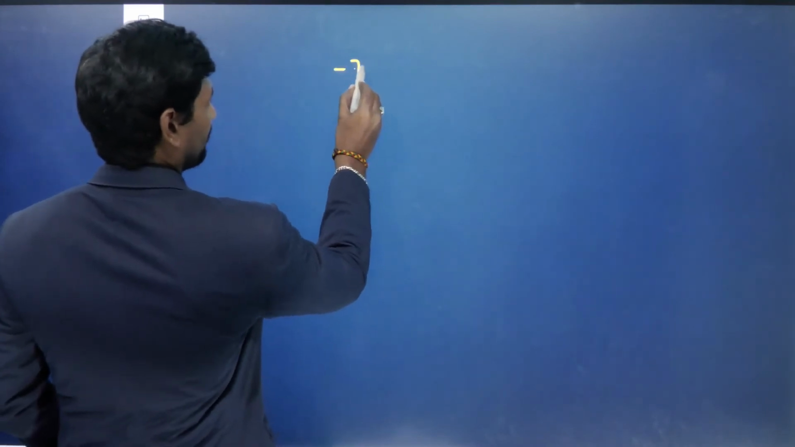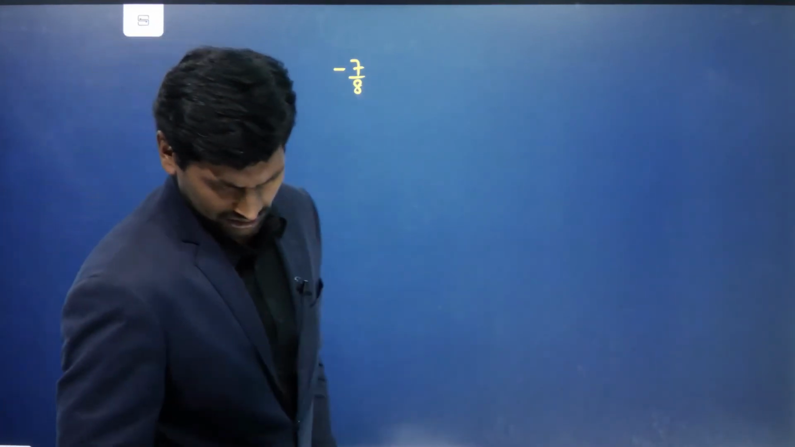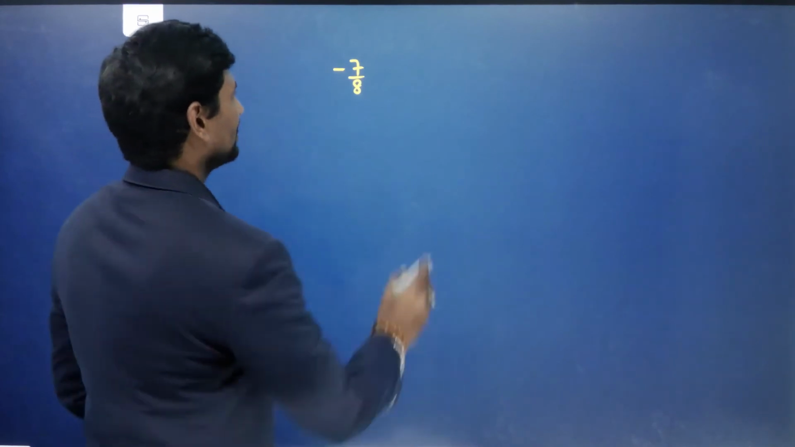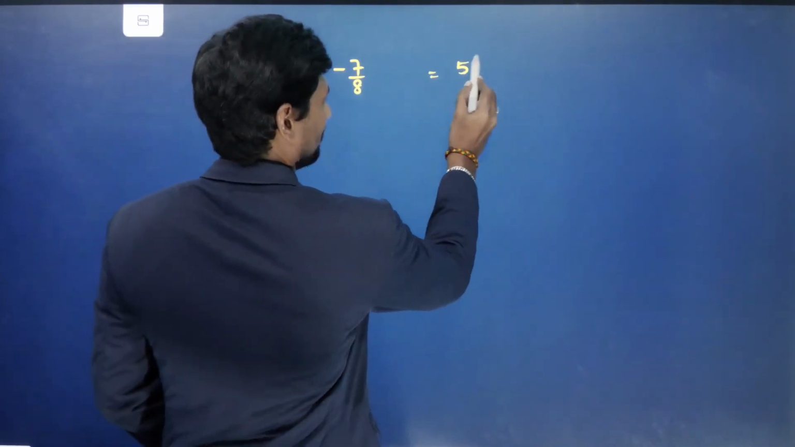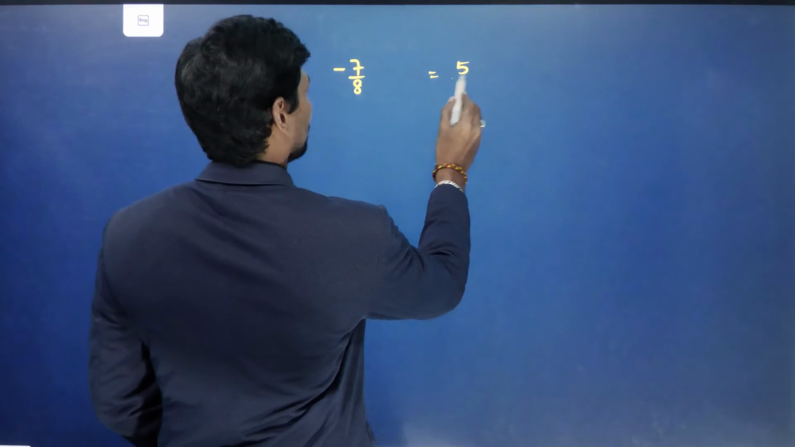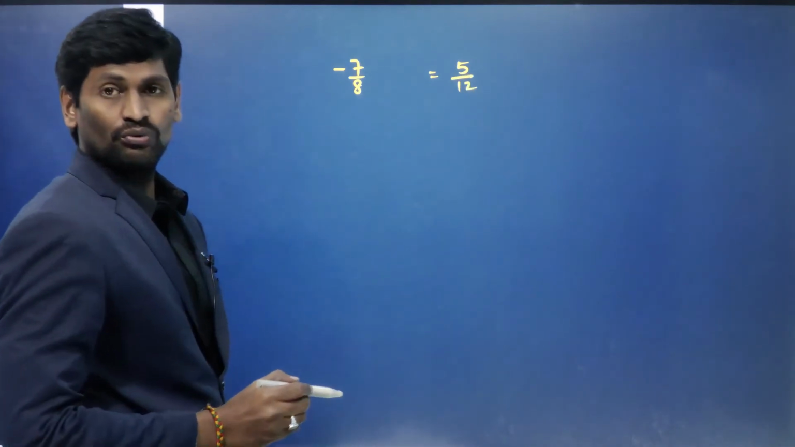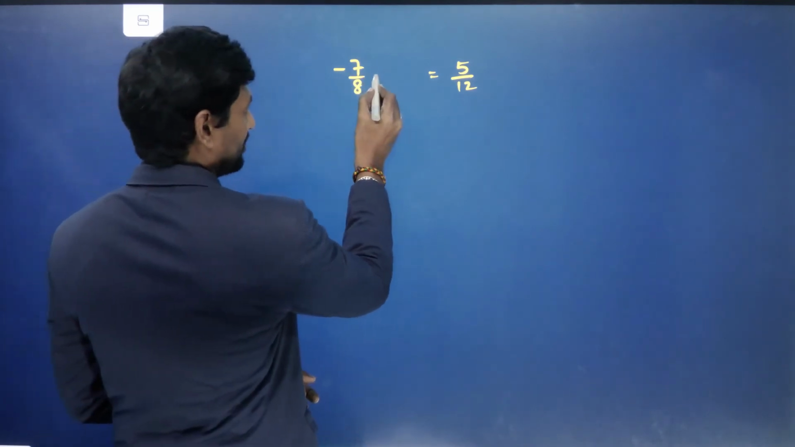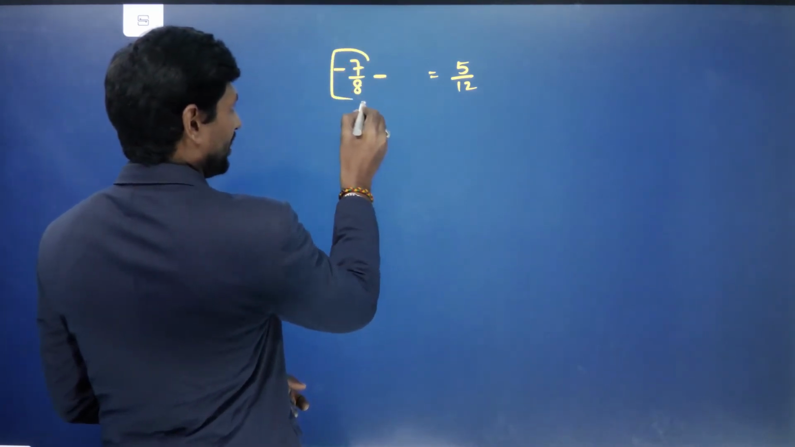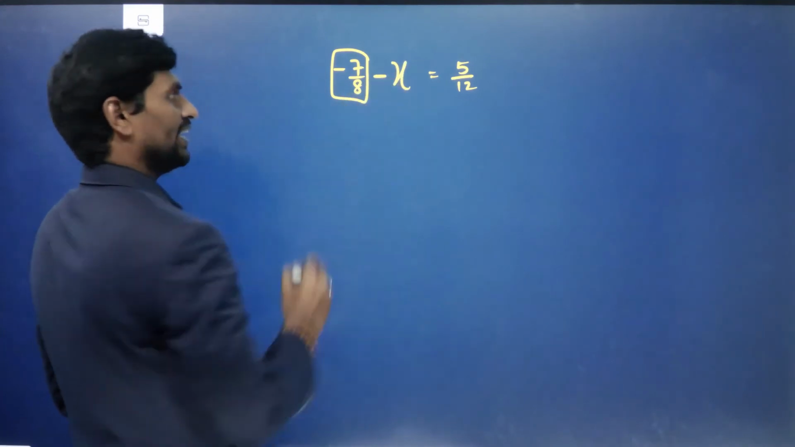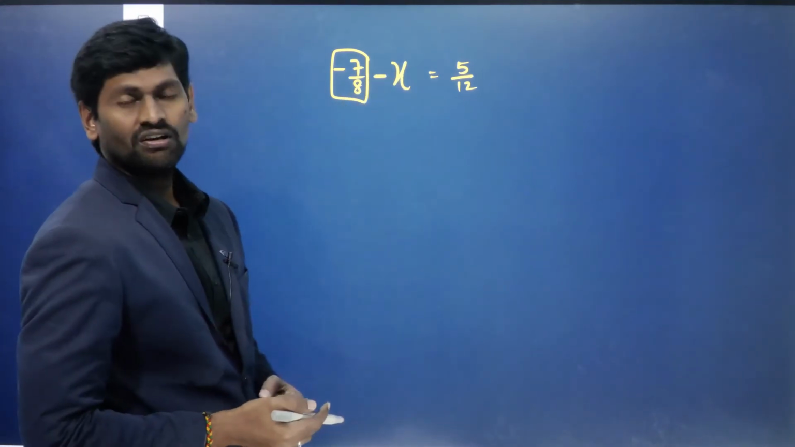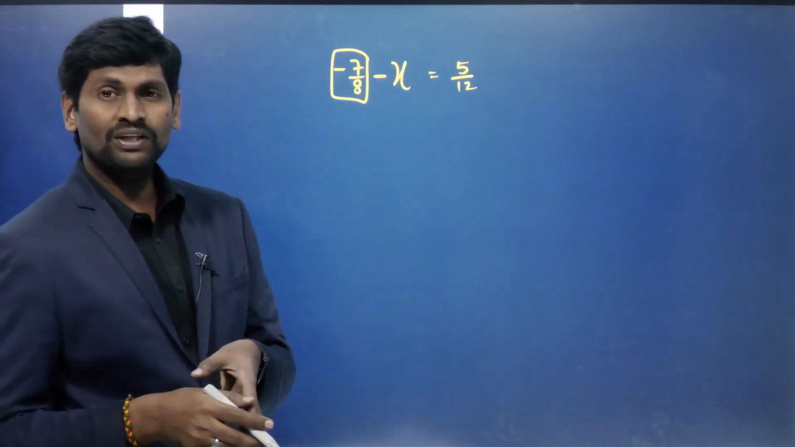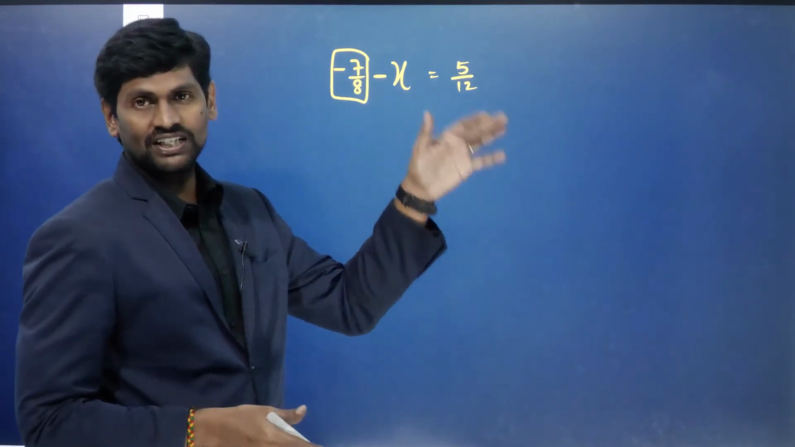Right, what should be subtracted from minus 7 by 8 to get 5 by 12? So we need to subtract a number from this number. That means from minus 7 by 8, I need to subtract a number, x, to get 5 by 12. Which number do we need to subtract? That means the number is x, and we need to find the x value.